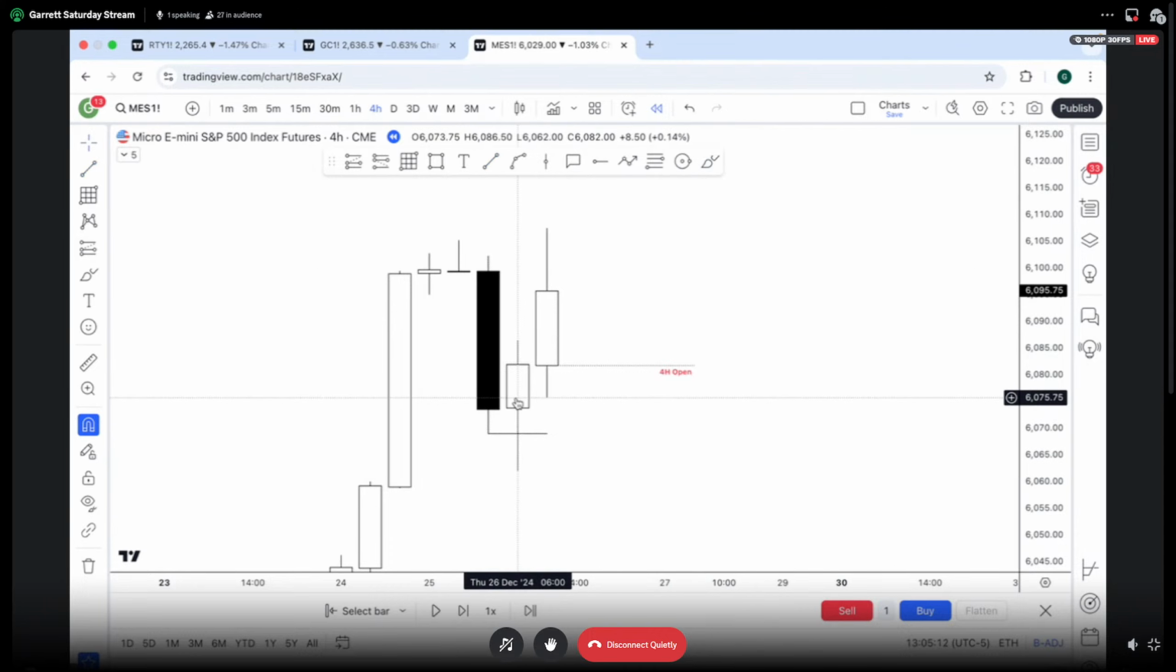I know that the majority of news events and the 9:30 driver are within this time interval, right? The 6 a.m. 4-hour candle. You have the 9:30 open, you have any 8:30 news, all within this candle. So this candle right here is very important.